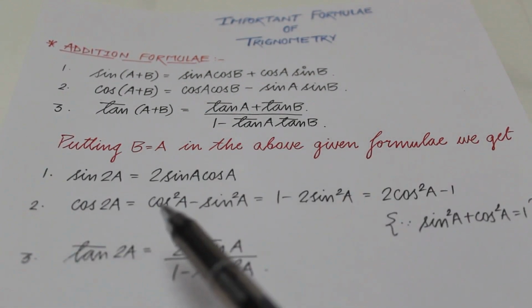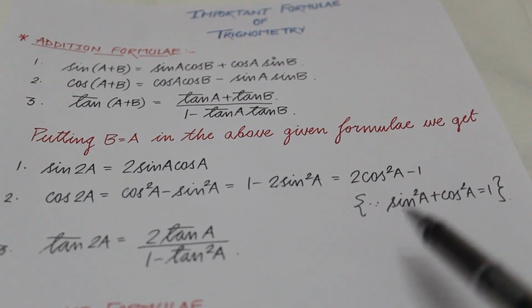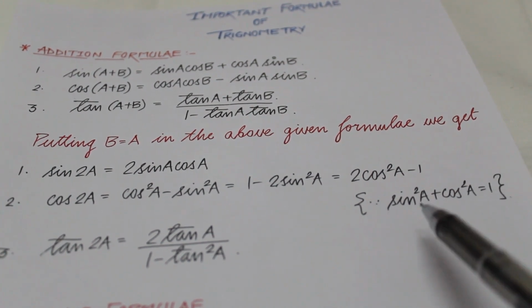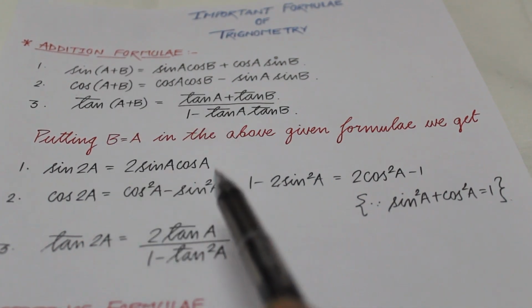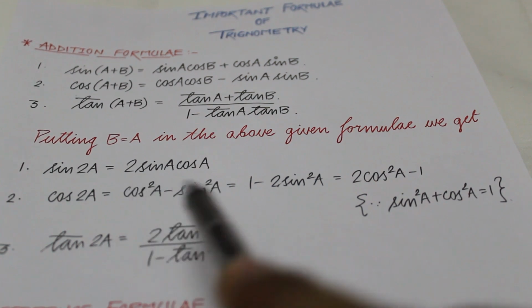Cos 2A will be equal to cos square A minus sin square A. And as we know, sin square A plus cos square A is equal to 1. Please remember, sin square A plus cos square A is equal to 1. And cos square A minus sin square A is equal to cos 2A. We can't write sin square A minus cos square A.